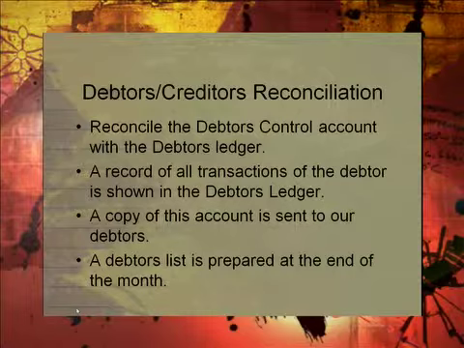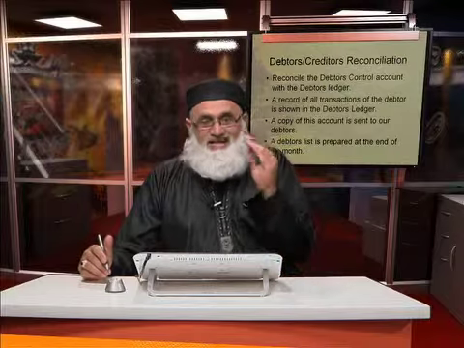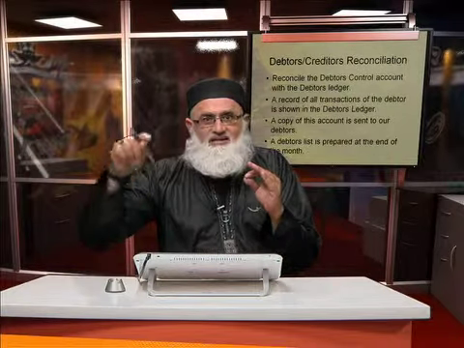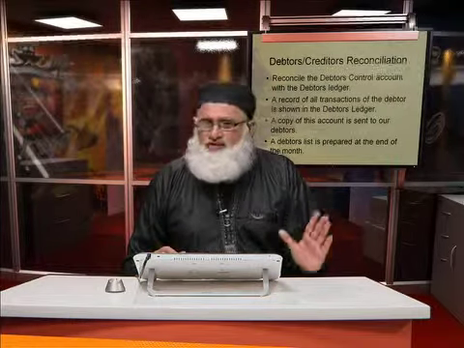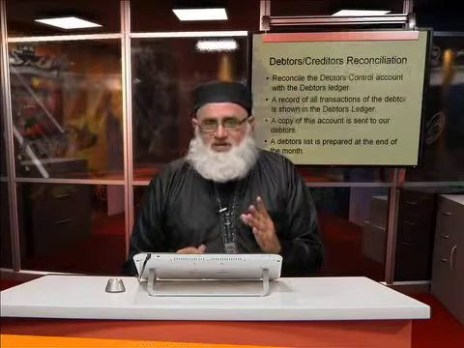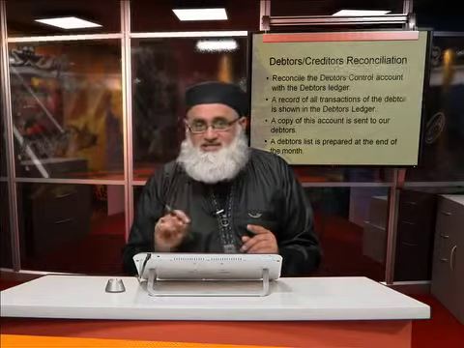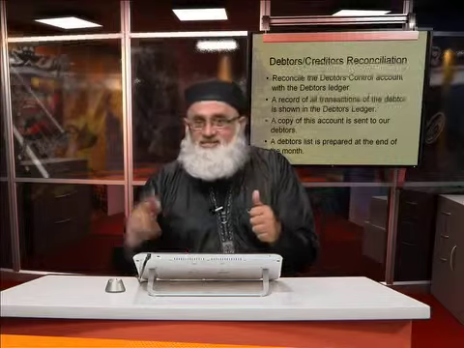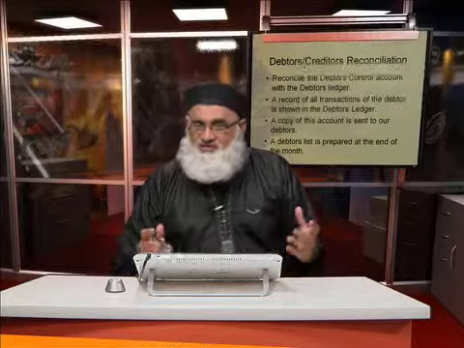Then, when we are reconciling at the end of the month, remember, we will prepare a debtors list. Now, what is a debtors list? A debtors list is the final balances of every debtor that appears in my debtors ledger. So, for example, if you have 5 individual debtors in your debtors ledger, you add up the 5 amounts, and that is what you will call a debtors list. Now, that needs to be the same as my debtors control. So therefore, you can see the need for a debtors reconciliation statement.